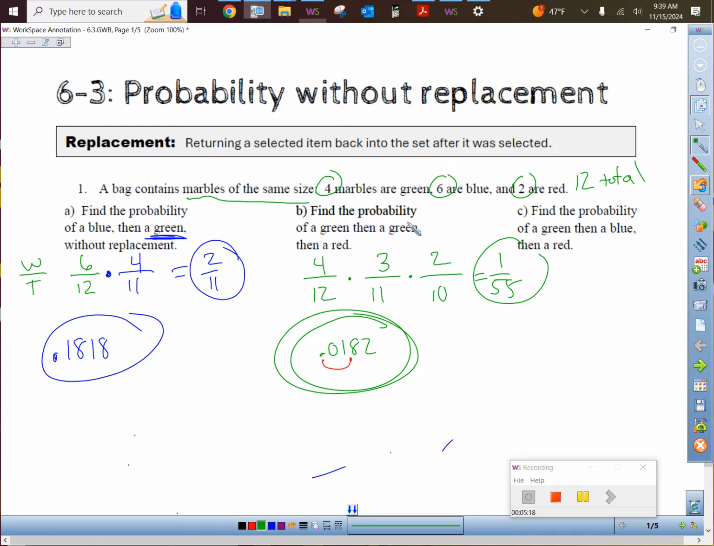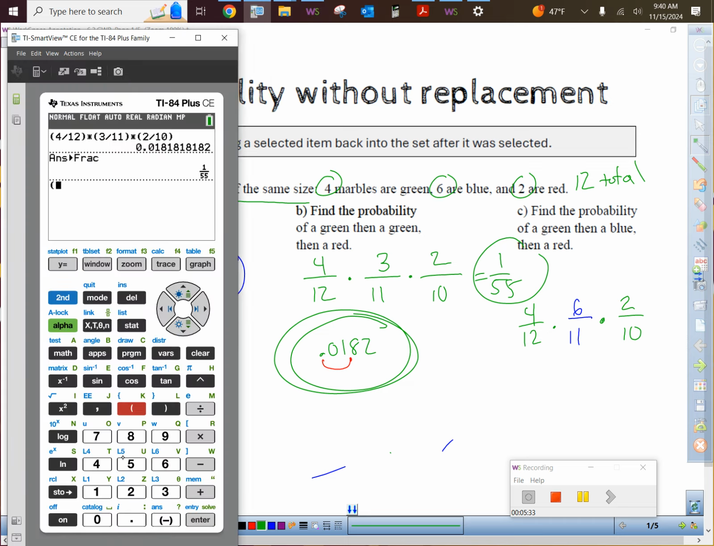Green, it all started over, 4 out of 12. A blue, there were 6 of them in there, but there's only 11 marbles now. And then a red, there are 2 reds out of 10. So we'd multiply all those together. 4 divided by 12 times 6 divided by 11 times 2 divided by 10. The denominator changes when we don't do replacement. If you don't put the marbles back in or whatever device you're pulling out.